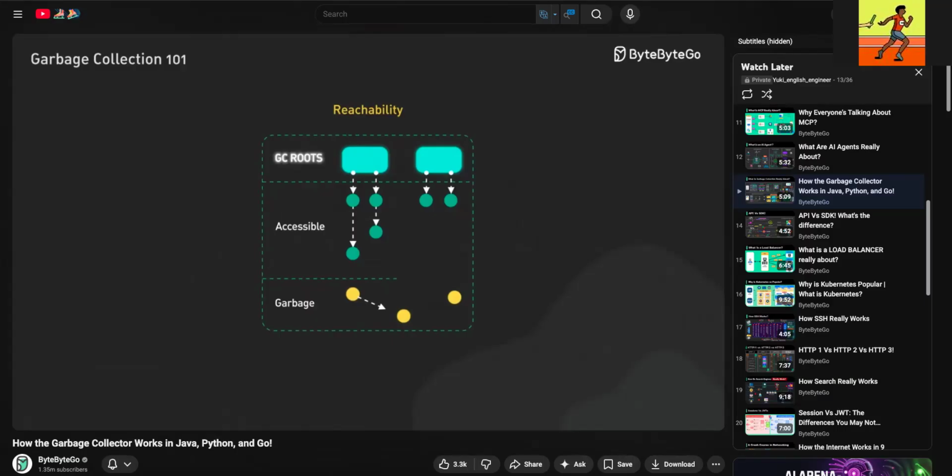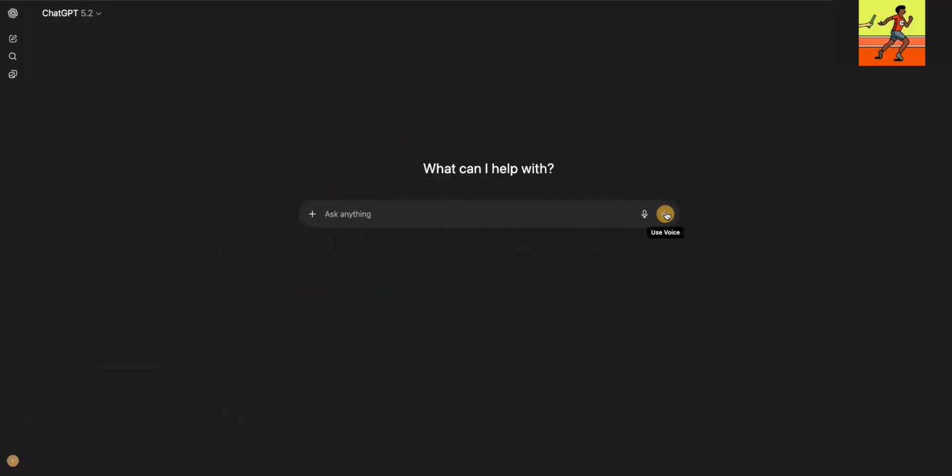I couldn't. So please help me, ChatGPT. Hey, ChatGPT, please tell me this sentence meaning. Any object that can be reached by following references from these roots is considered alive and must be kept.